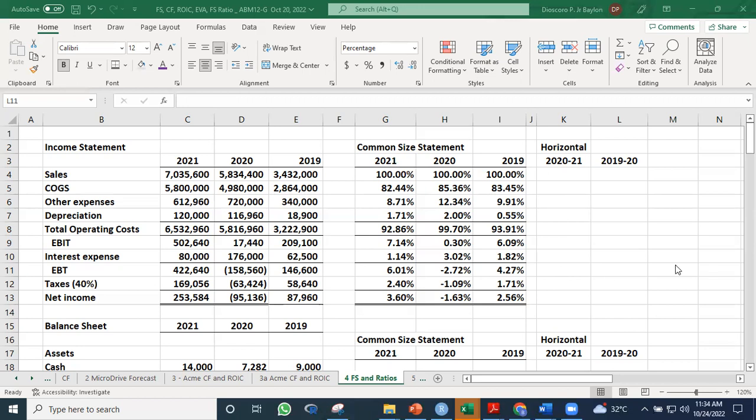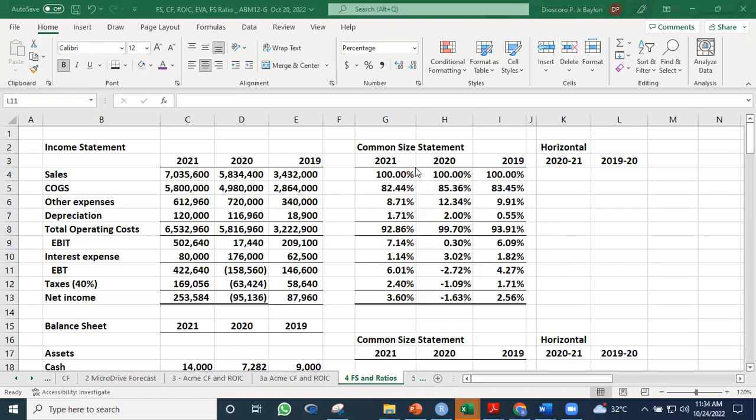So that's a common size statement, no? You can interpret this as 1 peso or you can interpret this as 100 pesos. Para sa akin, mas madali kung 100 pesos. Kasi kung ano yung number dito, yun na yun mismo, no? Ibabasahin mo. Kung 1 peso to, gagawin pang decimal lahat. No? So 1 peso ng sales, 0.82, okay? Or 1 peso sales, 82 centavos yung cost of goods sold. Okay, etc. All right.